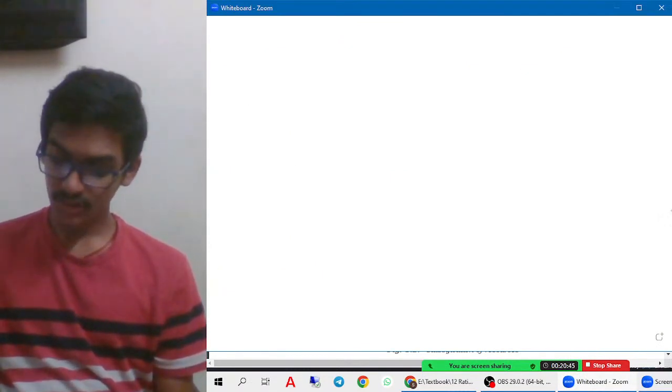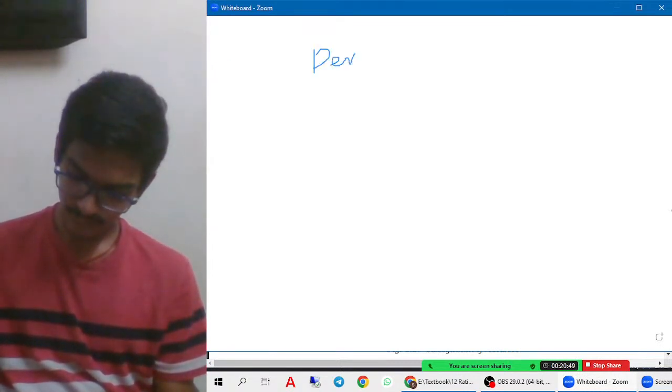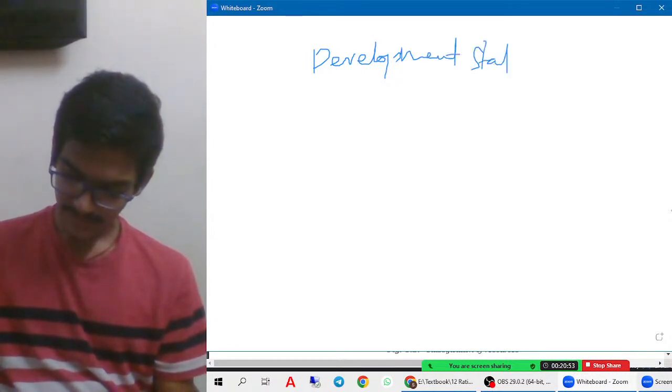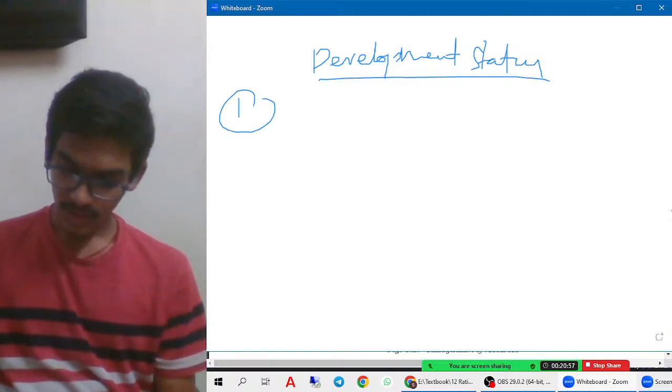Okay, then based on the development status. Based on the development status, how are resources divided? First, the potential resources.